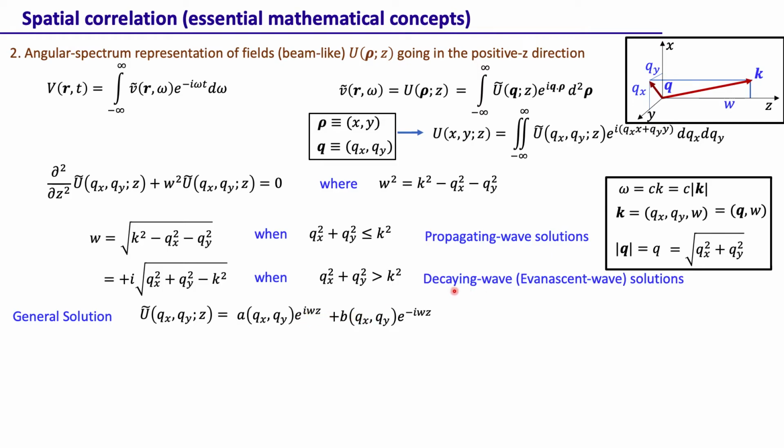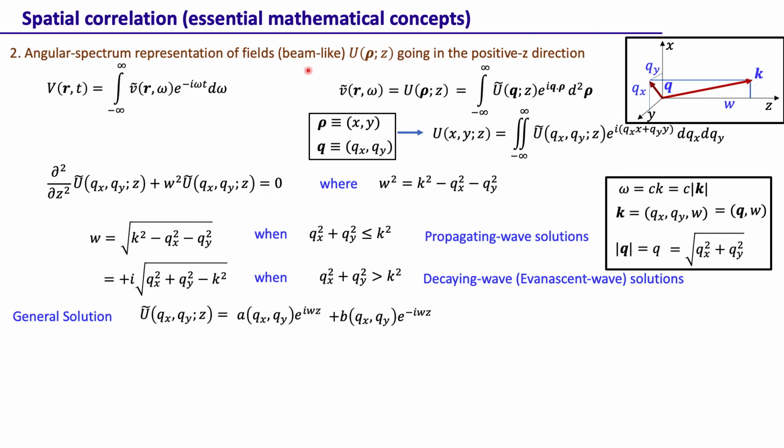So that represents the decaying wave or evanescent wave solution. These are solutions that actually decay very fast. This is not an imaginary solution; this is also a solution, and these decaying evanescent wave solutions actually have a lot of applications in nano optics and near field optics. But here we are not interested in the decaying solution.